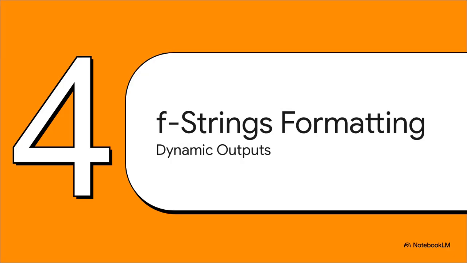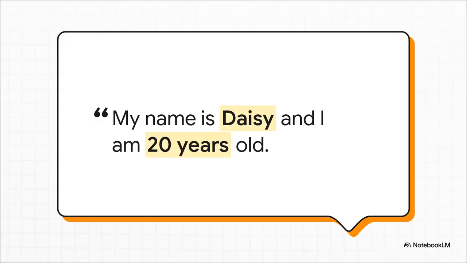Section 4. Formatting with f-strings. String formatting is what allows us to seamlessly inject variable data directly into a sentence. It's the ultimate custom finish. By simply placing an F right before our quotation marks, we create what's called an F-string. This allows us to use curly braces inside our text to drop in variables on the fly. So if we have a student information portal where the name variable is Daisy and the age variable is 20, the F-string automatically pulls that data to output, "My name is Daisy and I am 20 years old." It's dynamic, it's elegant, and it completely saves us from having to manually glue together a messy chain of strings and variables.